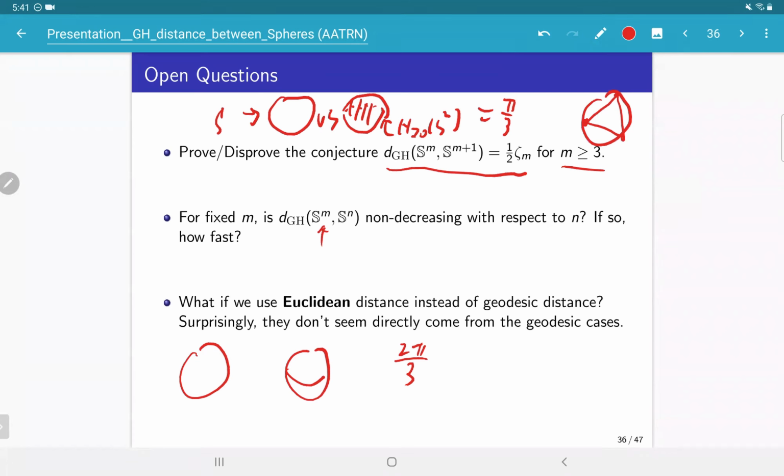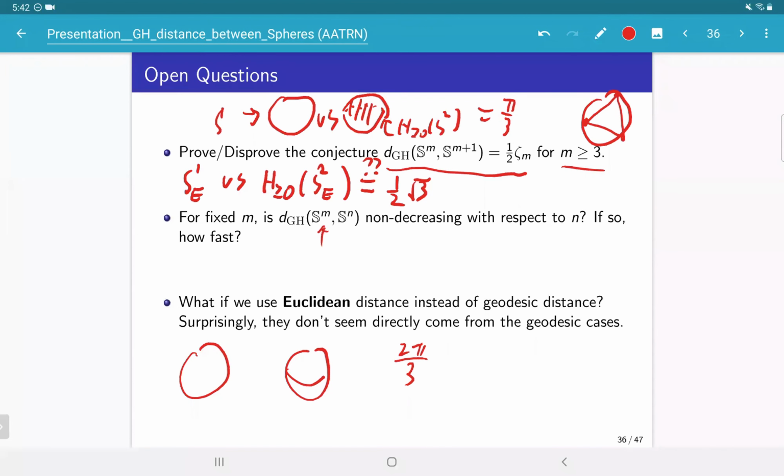So if we make a natural guess, what if the Gromov-Hausdorff distance between S1 with Euclidean distance versus the upper hemisphere of S2 with Euclidean distance? The natural translation is probably that it will be 1 over 2 times the distance between two points in Euclidean distance, in other words, square root of 3. So that was our original guess, a direct translation from the geodesic case.